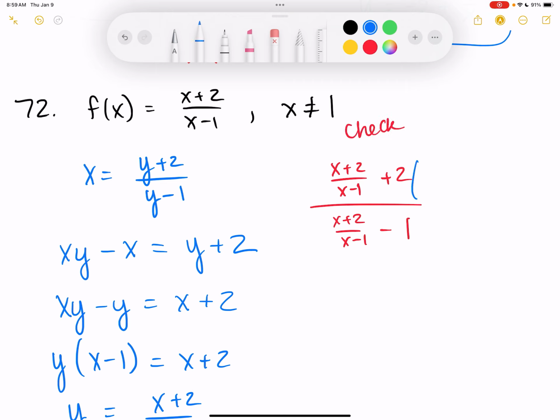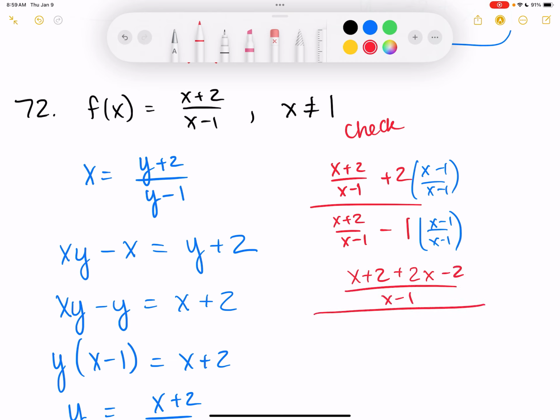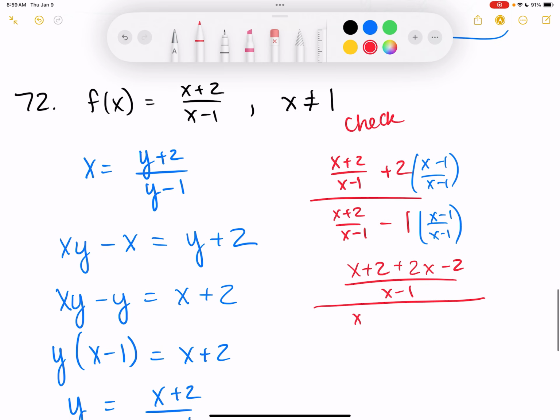I'm going to get the common denominator by doing x minus 1 on both of these. So I've got x plus 2 plus 2x minus 2 over x minus 1, all over, on the bottom, x plus 2 minus x plus 1 over x minus 1.